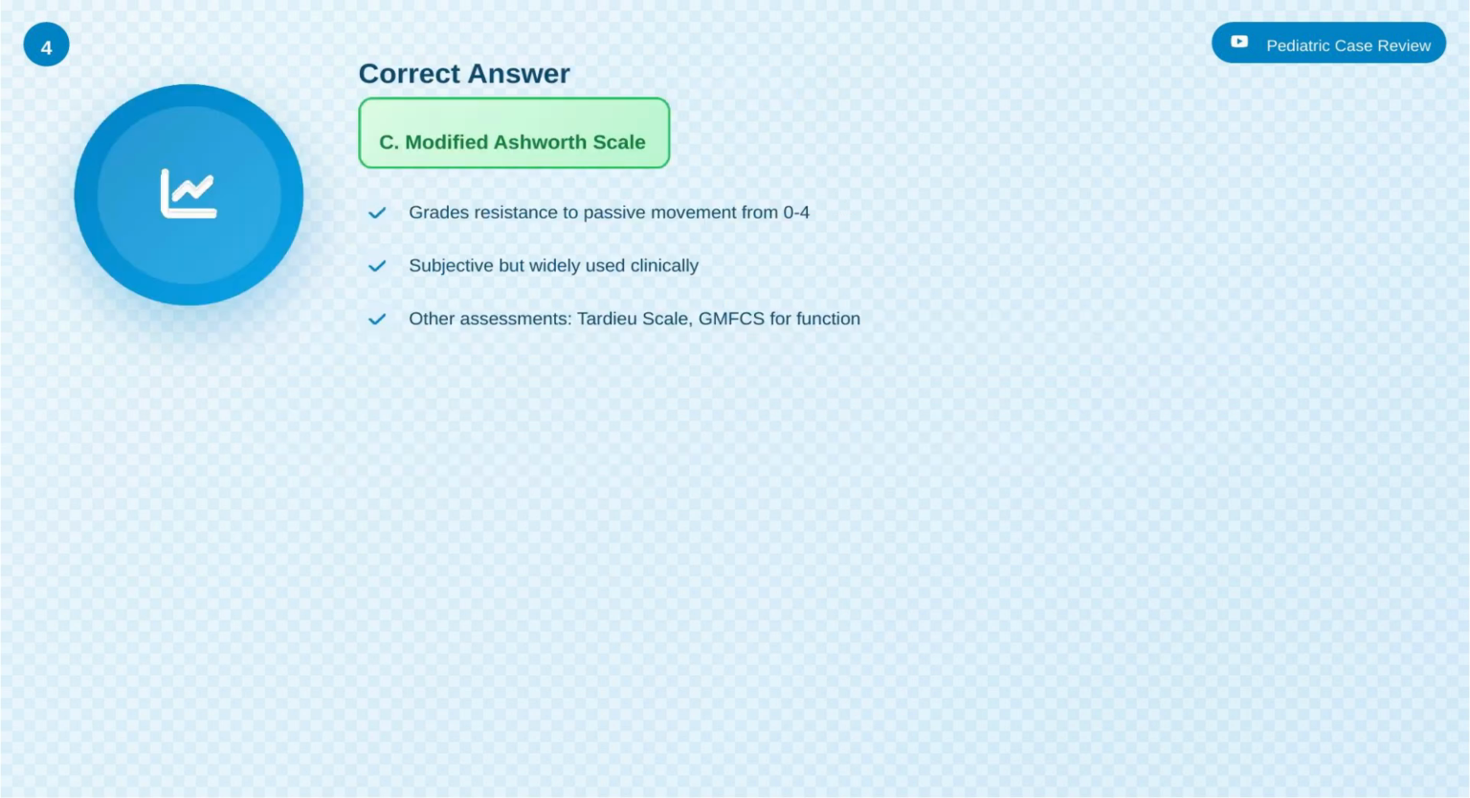The modified Ashworth scale is the most commonly used clinical measure of spasticity. It grades resistance to passive movement on a scale from 0 to 4, with higher numbers indicating greater spasticity. Though somewhat subjective, it remains widely used in clinical practice. Other important assessments include the Tardieu scale, which accounts for velocity of movement, and the Gross Motor Function Classification System, which categorizes overall functional abilities.